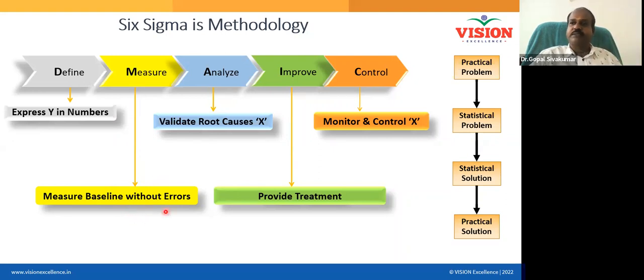So you must learn to measure without error and validate the root cause. Root cause identification is one thing. Root cause validation is another thing. What is the difference between identification and validation? Can one of you tell me? What is the difference between identification and validation?